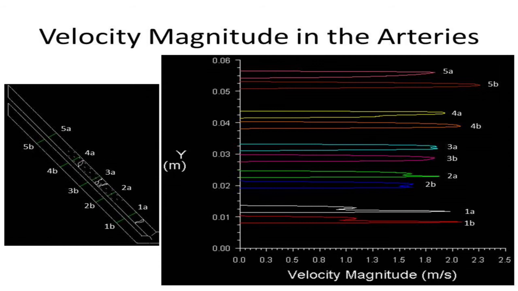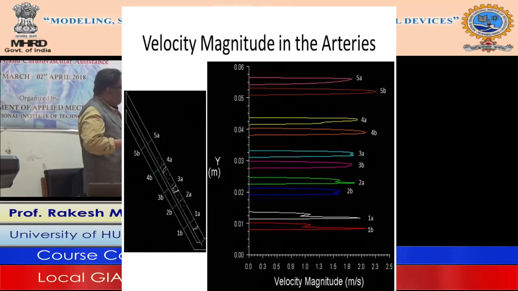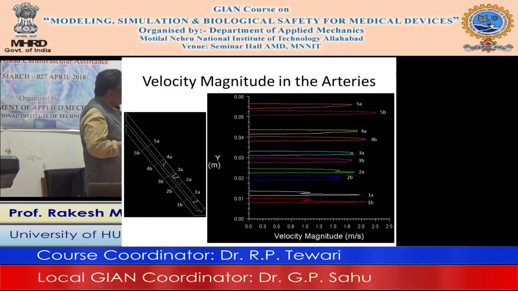Is this figure clear? How many of you are understanding this figure? So two people understanding. No? What is this? 1A is the velocity profile along this. 1B is the velocity profile along this. 2A, 2B, 3A, 3B. So this just shows velocity profile.